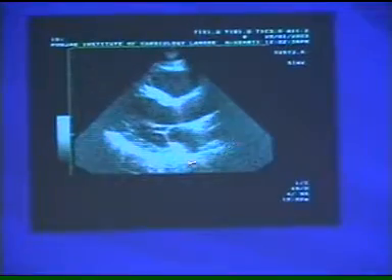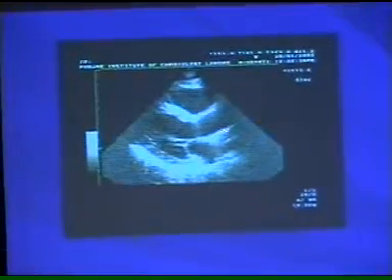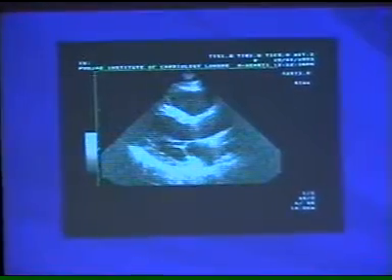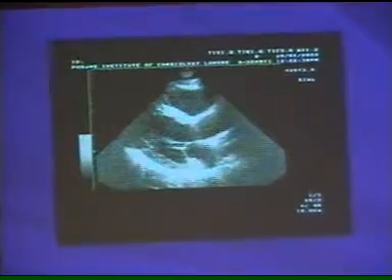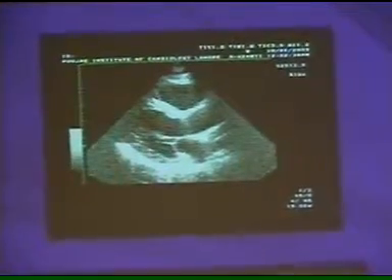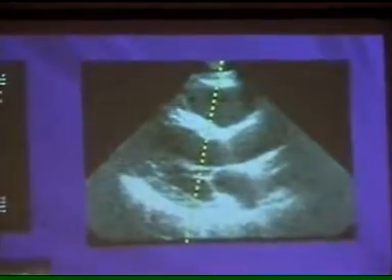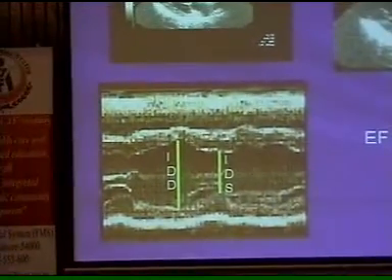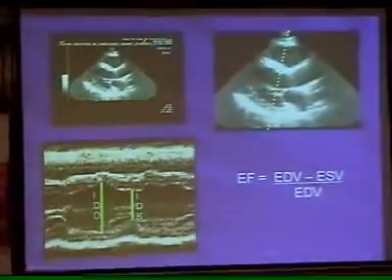So this is basically a parasternal long axis view, and we are using the cube method here, taking the left ventricle as a cube and just cutting the section here, and this is what is M mode. We measure the diastolic component, we measure the systolic component, and ejection fraction is basically end diastolic volume minus end systolic volume over end diastolic volume.